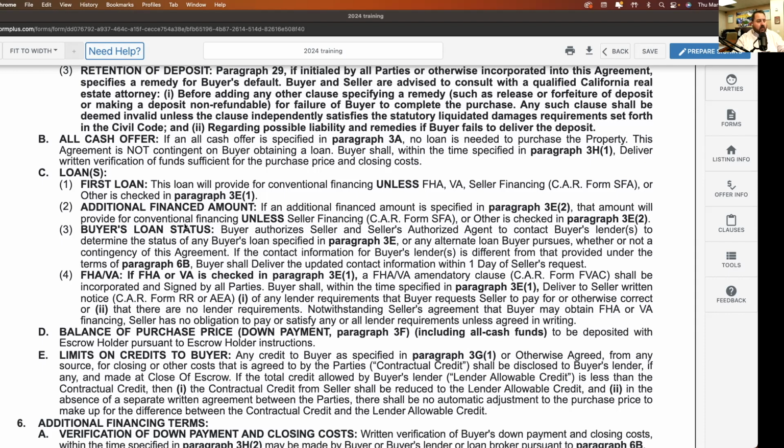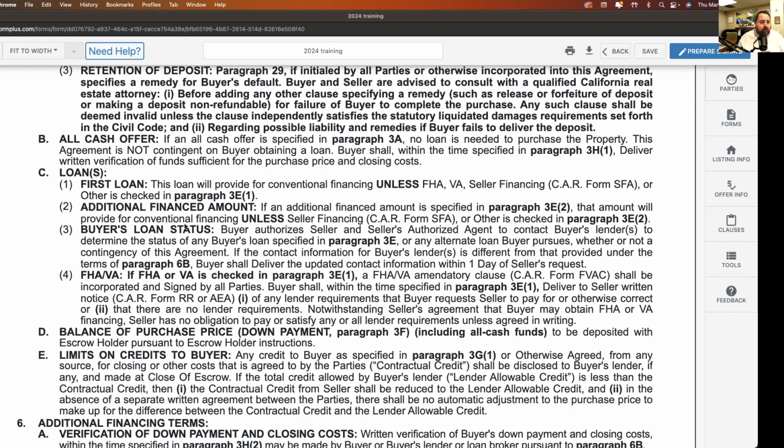So you've got the time in paragraph 3E1, which is 17 days by default, or whatever you've changed it to, to request any lender requirements that you want the seller to be responsible for. But the seller has no obligation to do those repairs unless they've agreed to do it in writing. Okay, so understand that.